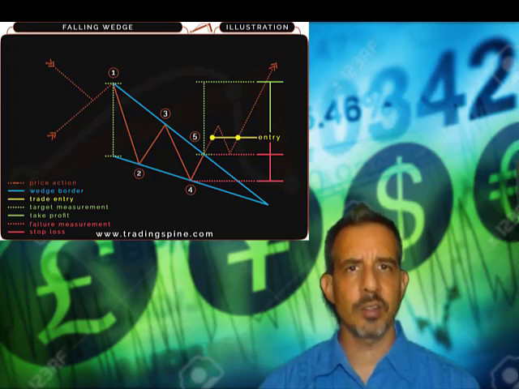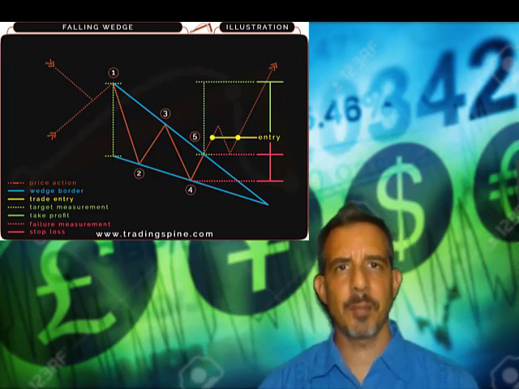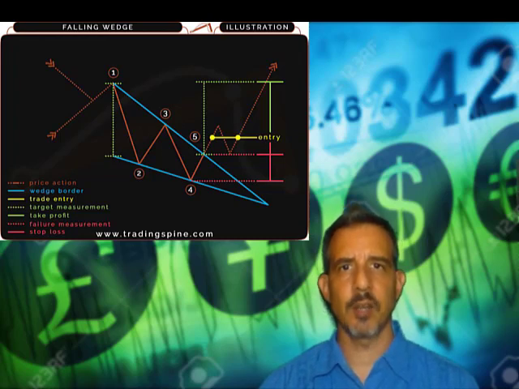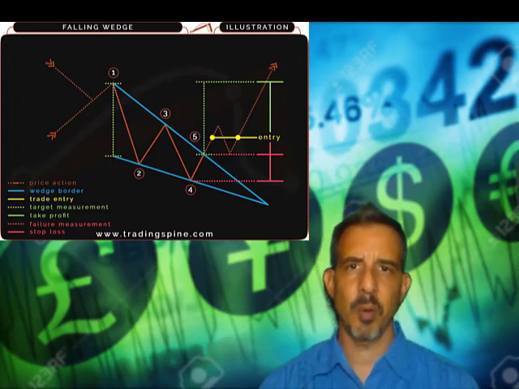Now the pattern's reward, risk. The steeper the upper border's downslope than that of the lowest border, the better the risk reward. Risk reward improves when the breakout is nearer to the wedge borders' intersection point.